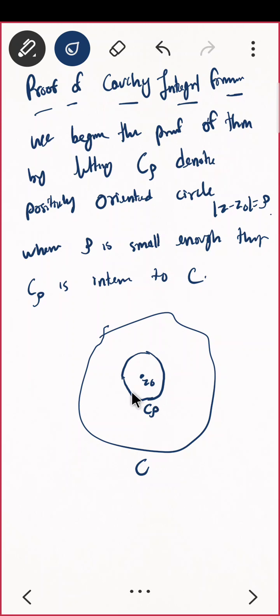Okay, now again the same logic that I explained: z naught is interior, and this is my 0 and over this c. So what can I say? That the integral of f of z upon z minus z naught over c will be the same as the integral of f of z upon z minus z naught over c rho. Actually this is called the principle of deformation of path.